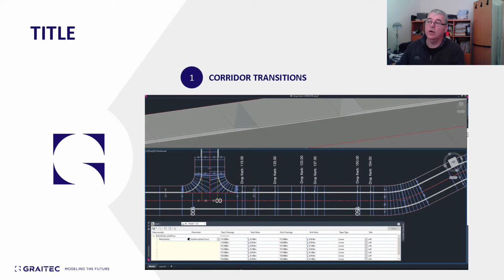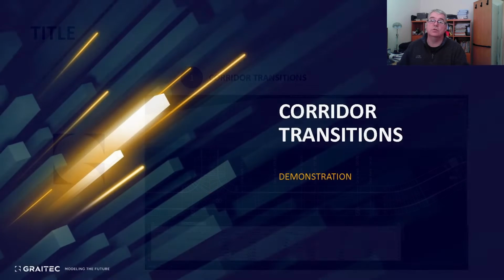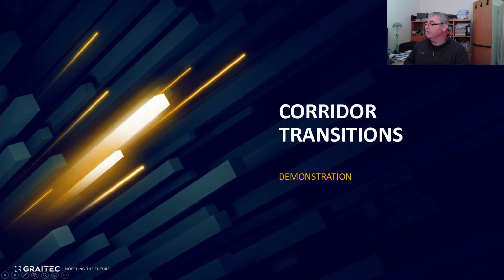So it's a very quick video. I'm just going to talk to you about these corridor transitions. And the first thing I'm going to do is look at these curbs, doing drop curbs. I know a lot of you just leave this to QS at the moment, and that still may be the case. But let's see the tools and then you can make your own decisions. So we'll just crack straight on with it.